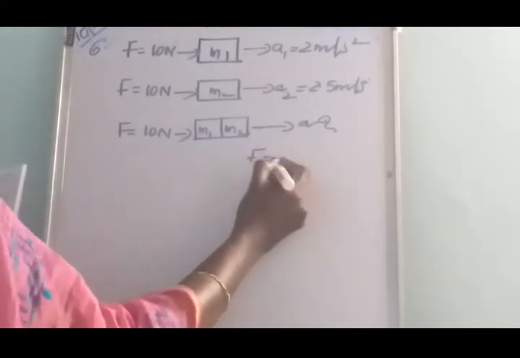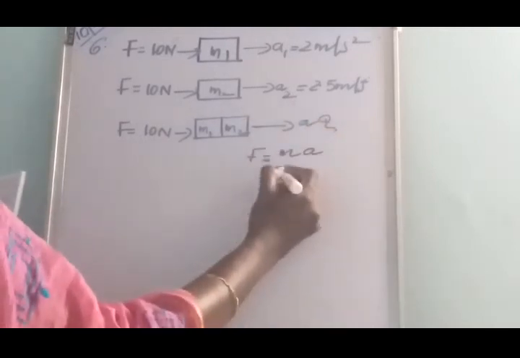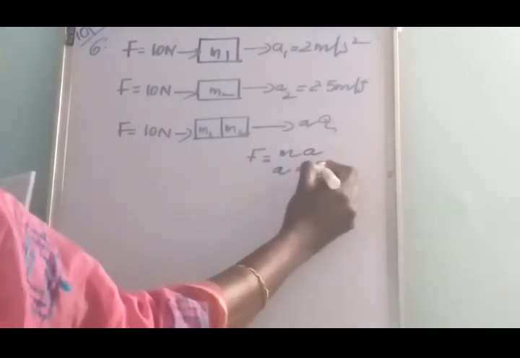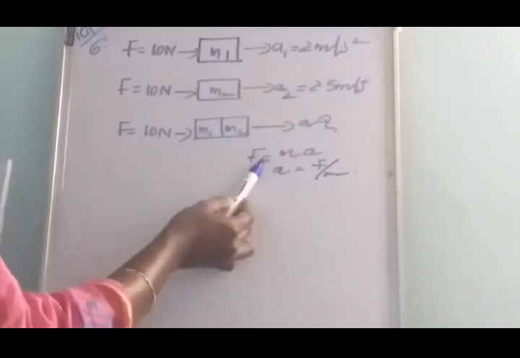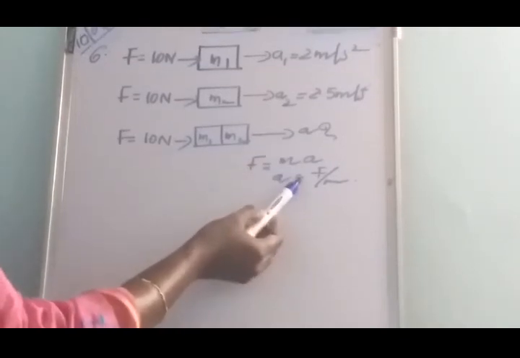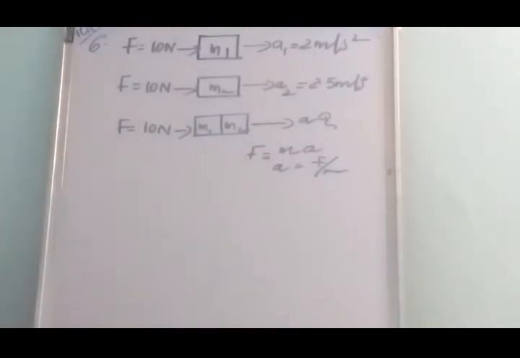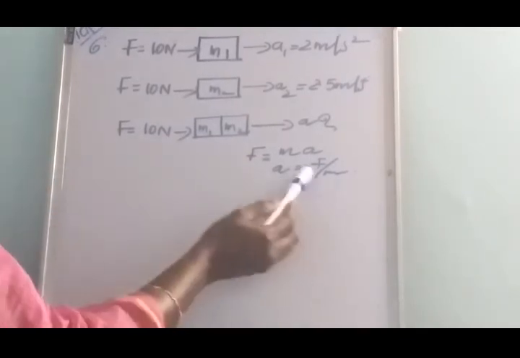So you know the equation for force, F equal to ma. Then how can we calculate the acceleration? A is equal to F divided by m. We have to find the acceleration, so A equal to F by m. We know the force, 10 Newton, but we don't know the mass m.